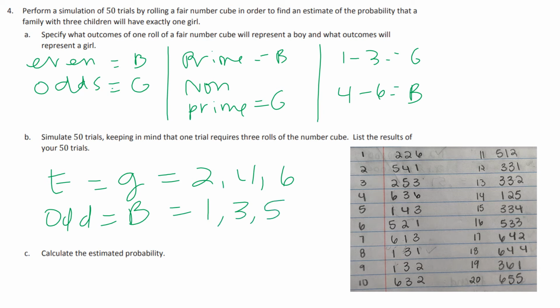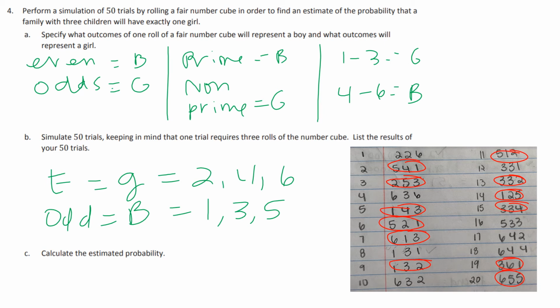So we're calculating the estimated probability of a family with 3 children having exactly 1 girl. Okay, so now we're going to look through and see which ones produce the outcome of just 1 girl, which means just 1 even number. So right here, 5, 4, 1, and 2, 5, 3, 1, 4, 3, 5, 2, 1, 6, 1, 3, 1, 3, 2, 5, 1, 2, 3, 3, 2, 1, 2, 5, 3, 3, 4, and then 3, 6, 1, and 6, 5, 5. So these are all my ones with just 1 even number.